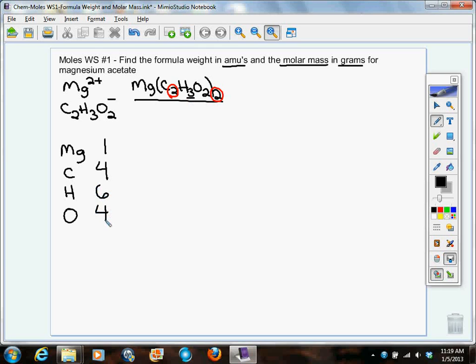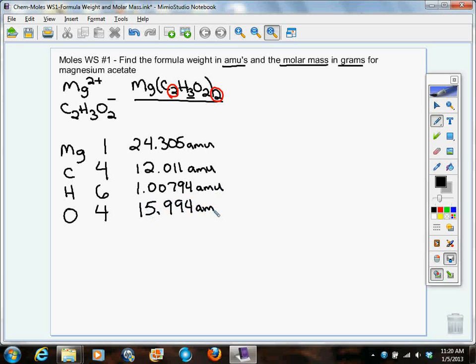Now what we need to do is write down the molar mass of each, or the formula weight of each, from the periodic table. So when we look at this, each magnesium has a mass of 24.305 AMUs. Each carbon has a mass of 12.011 AMUs. And then we look at the hydrogens, 1.00794 AMUs. Getting this from the periodic table. I'm just looking up the atomic mass from the periodic table for this one. And the atomic mass for oxygen is 15.994 AMUs. So these numbers right here are from the periodic table.